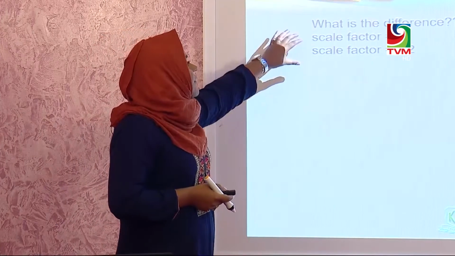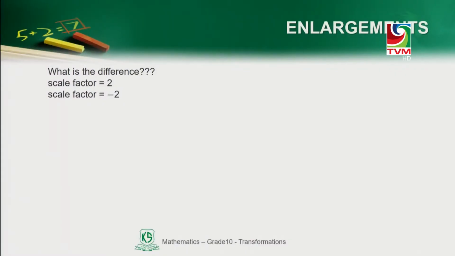Now what will be the difference here? If you have a scale factor of 2 and a scale factor of negative 2, what do you think? What will be the difference between these two scale factors? If you look at the two scale factors, we have the same value, but the sign is different. We have a positive 2 and a negative 2. Now let's see what is the difference if you have the same value but with opposite signs.